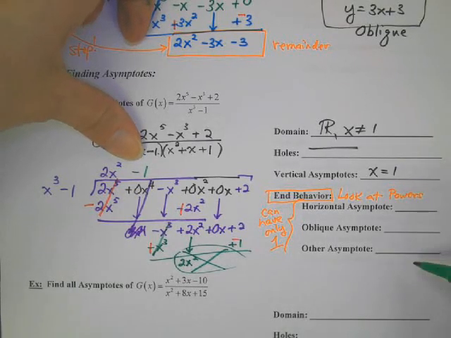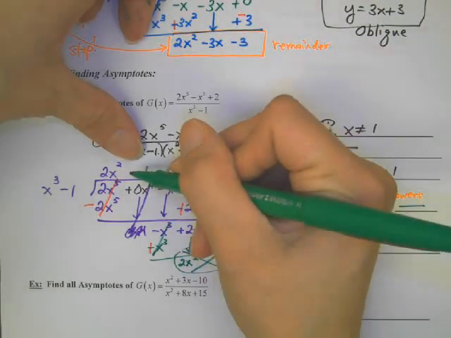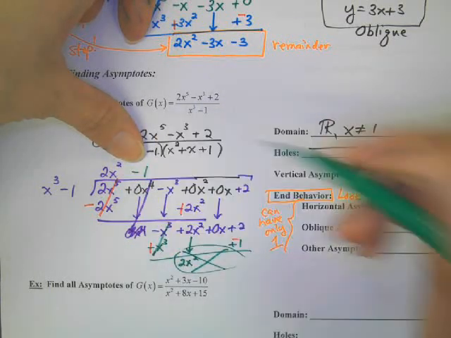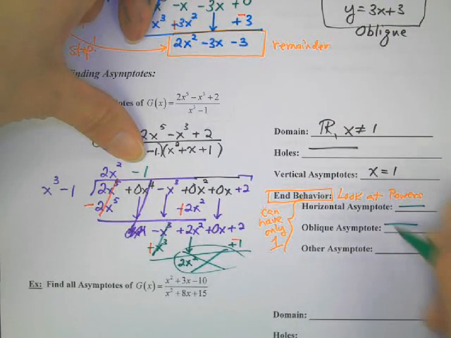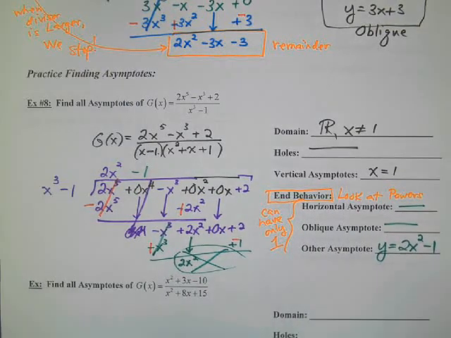Now where are we going to put that? I know it was not horizontal. Did the answer end up being a line, linear, or something else? Since it's something else, you put it in the other category. So if it does not come out to be a linear line, then you put it in the other, if it's cubic or parabola or whatever.